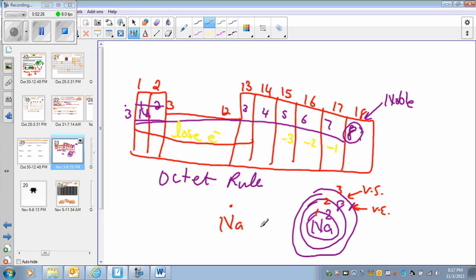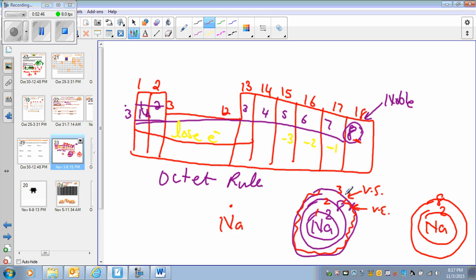Sodium has only 1 valence electron, and the dream of sodium is to get 8. So who's going to give sodium 7? Nobody. So the option for sodium is to lose this electron. When it loses this electron, this energy level is gone. So sodium is left with 2 here and 8 here. When sodium loses an electron, it loses the whole energy level, and this one becomes the valence shell, and it has 8 valence electrons. So this is how sodium can fulfill its dream.